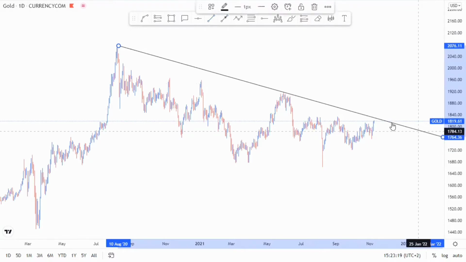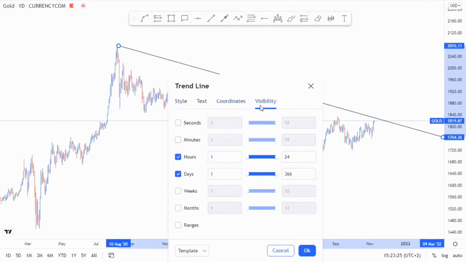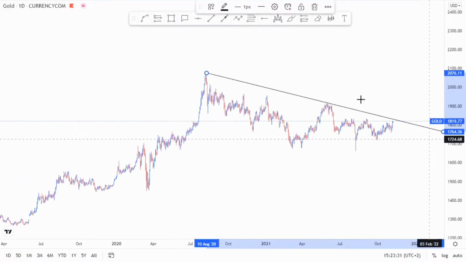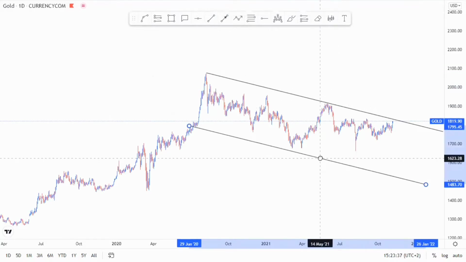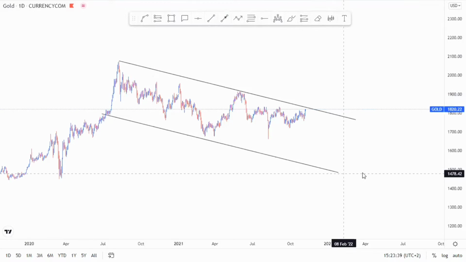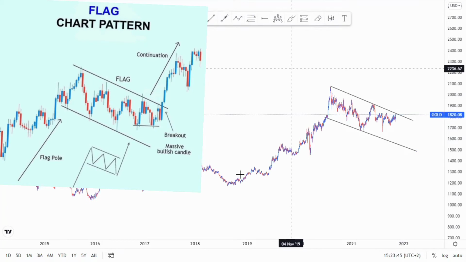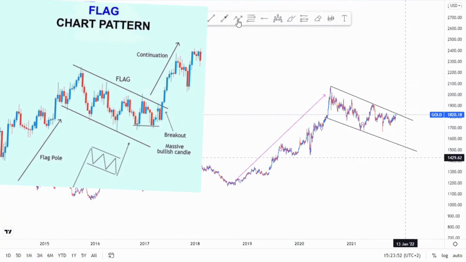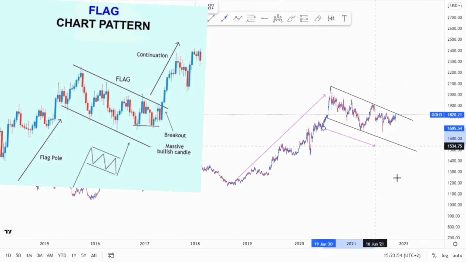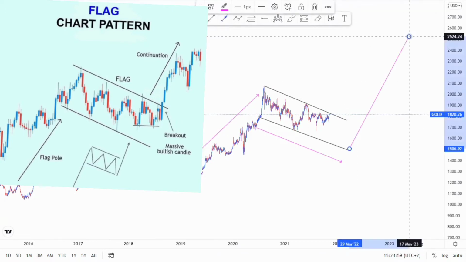Let me just set the visibility to days and hours. And let me clone this to like this. See. Okay, we have a possible bullish flag. As you can see, here's the pole, and here's the flag. Now the next thing we are looking for is a continuation like this.